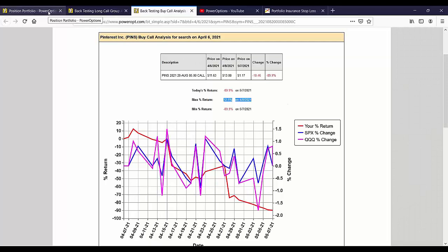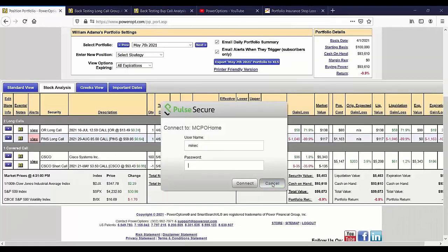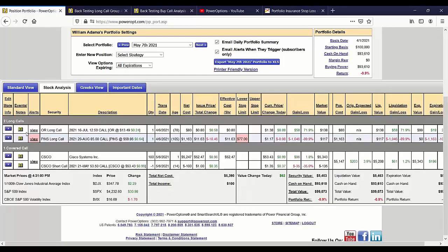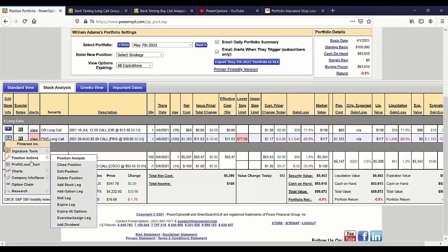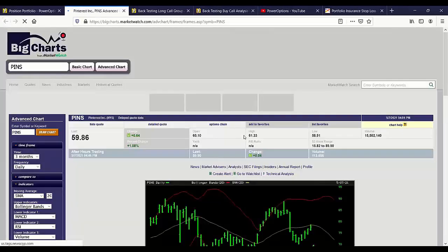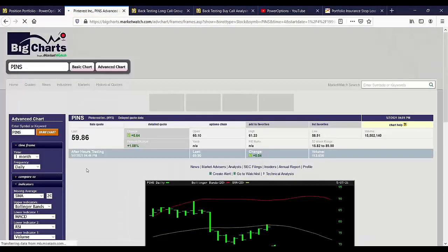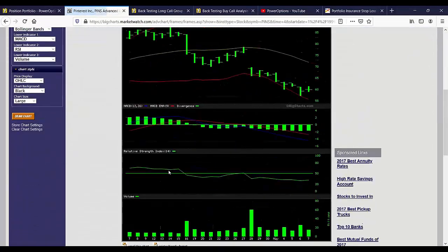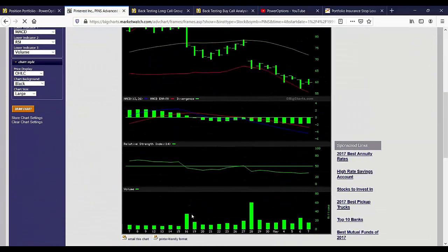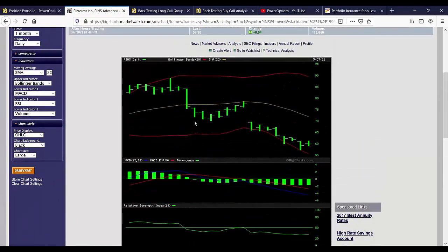Let's go back to the portfolio. Oh, sorry, folks. I might have to relog into that in a moment. Let's go back to the portfolio, go to position, go to charts, and I'm going to go to big charts. Okay, and we're just going to look at 1 month. Let's narrow this down for us, get a better view on this. There we go. And what do I want here? The 19th. That sums it up for me perfectly.